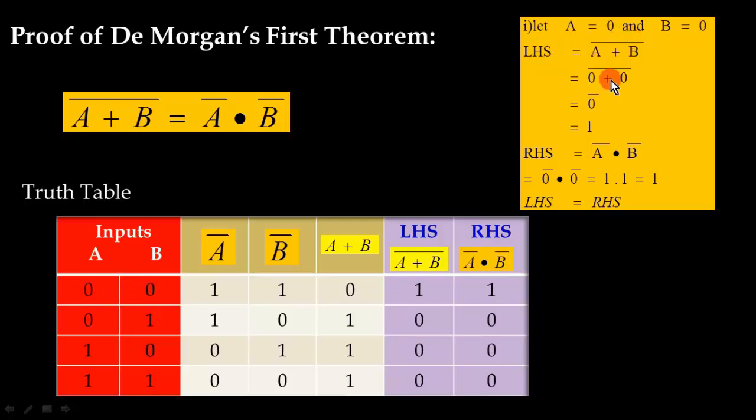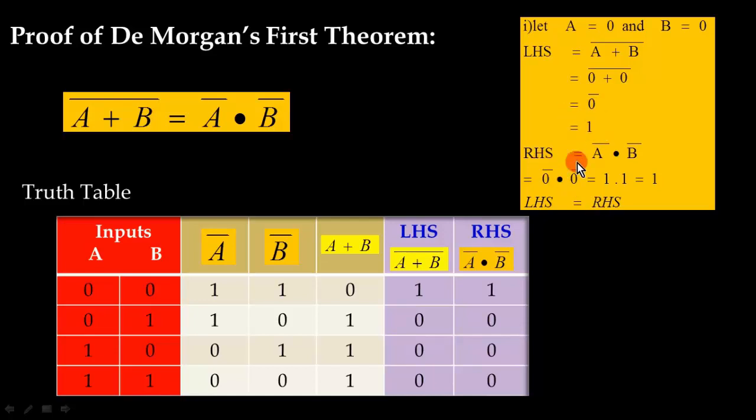Consider the left hand side, that is (A + B) complement. Now substitute the values: (0 + 0) complement. So 0 plus 0 is 0. Then write down the complement. So 0 complement is 1. So this is the left hand side.